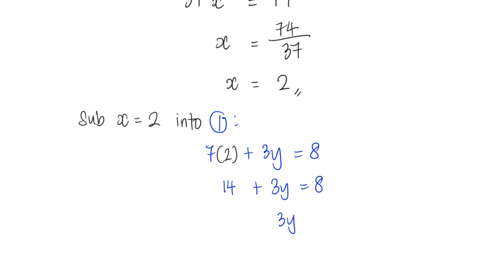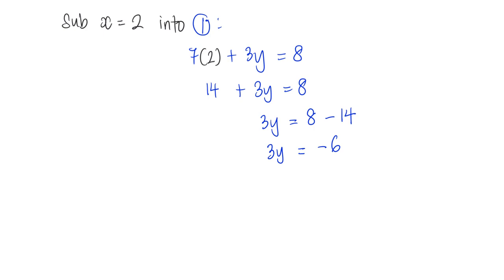So my 3y will be equal to 8 plus or minus 14. Yes, minus 14. And this will give me negative 6. So finally, y is equal to negative 6 divided by 3. y equals negative 2.